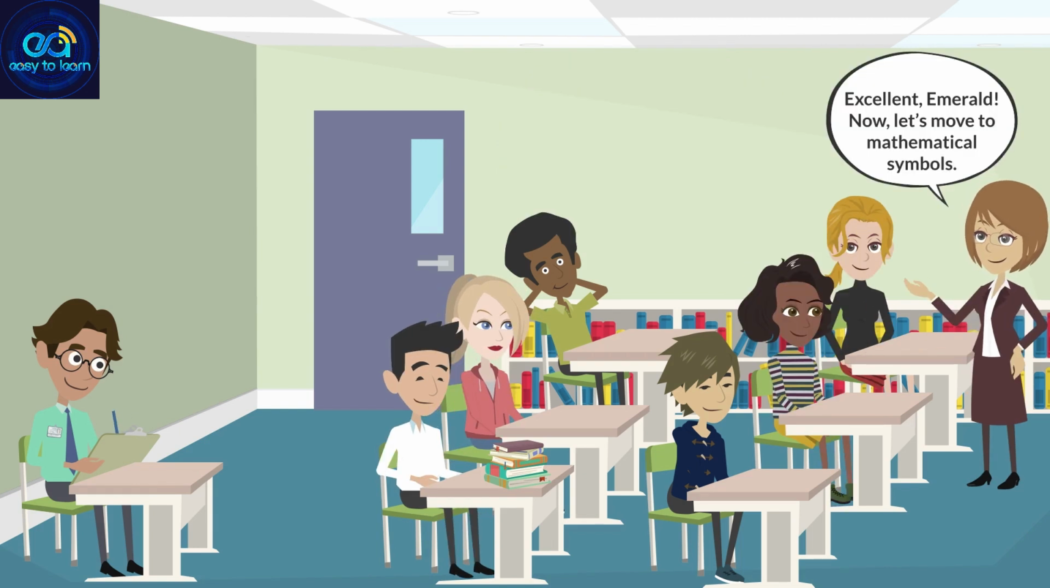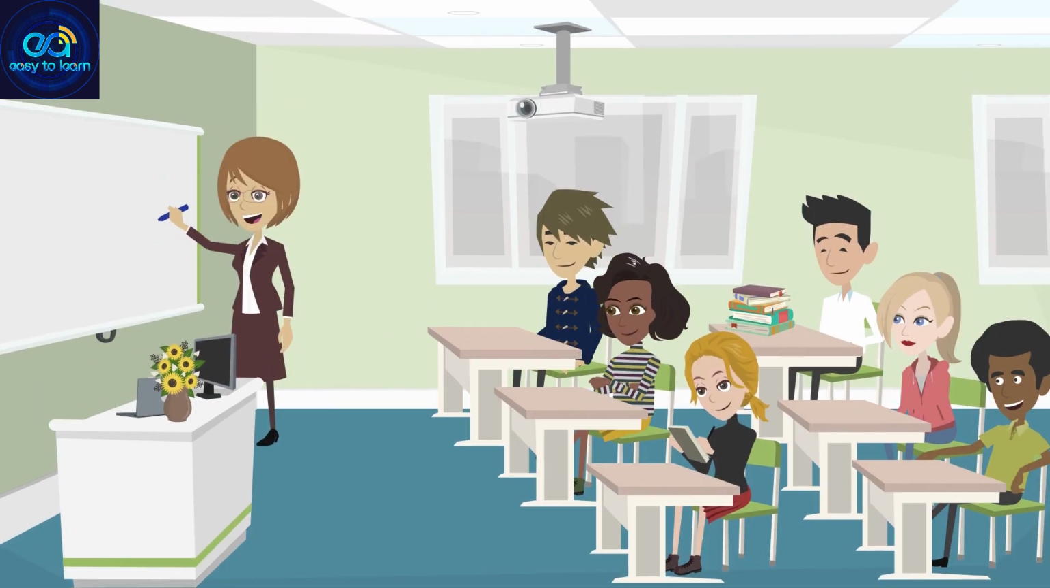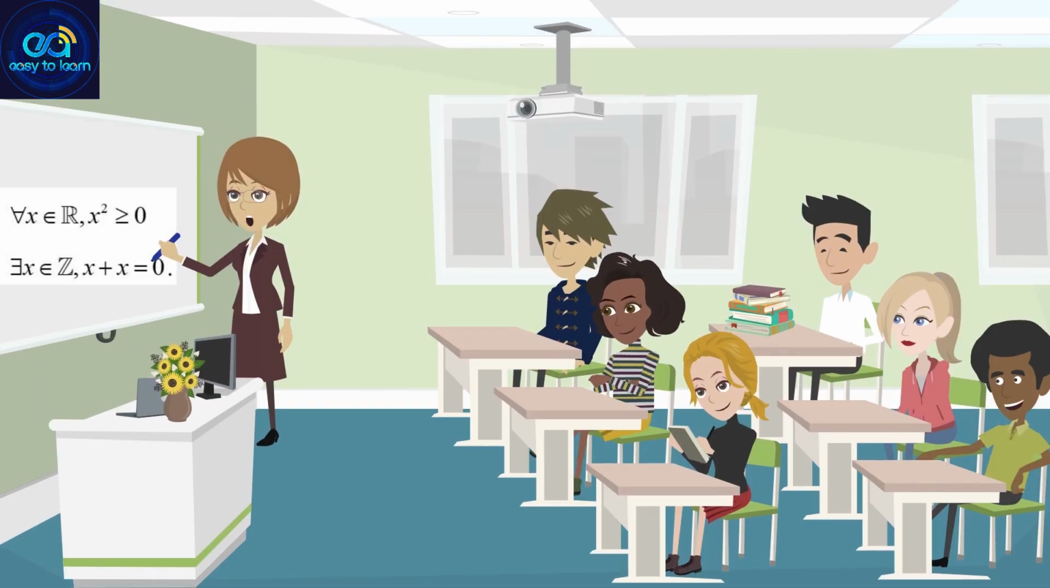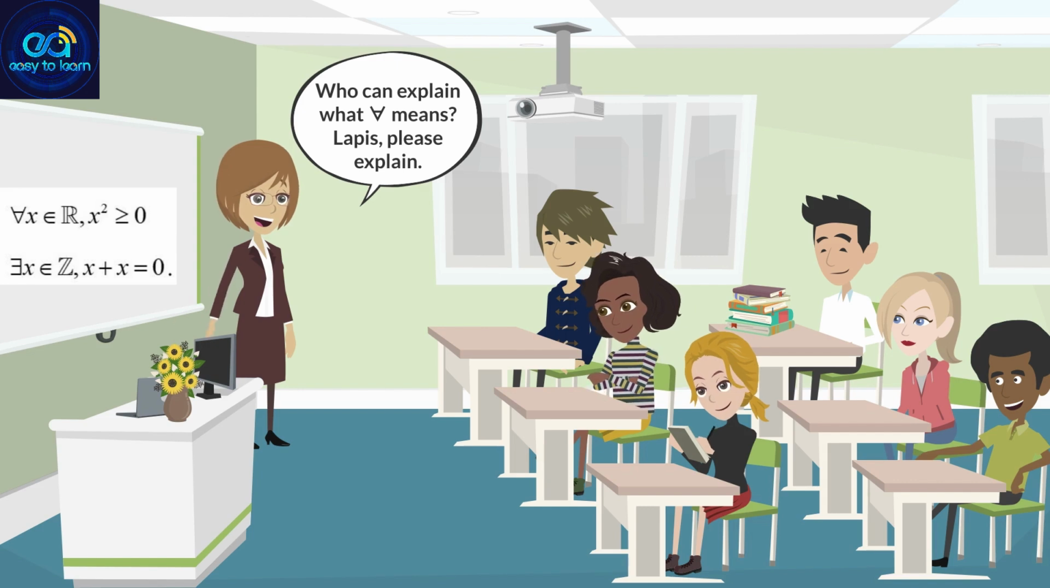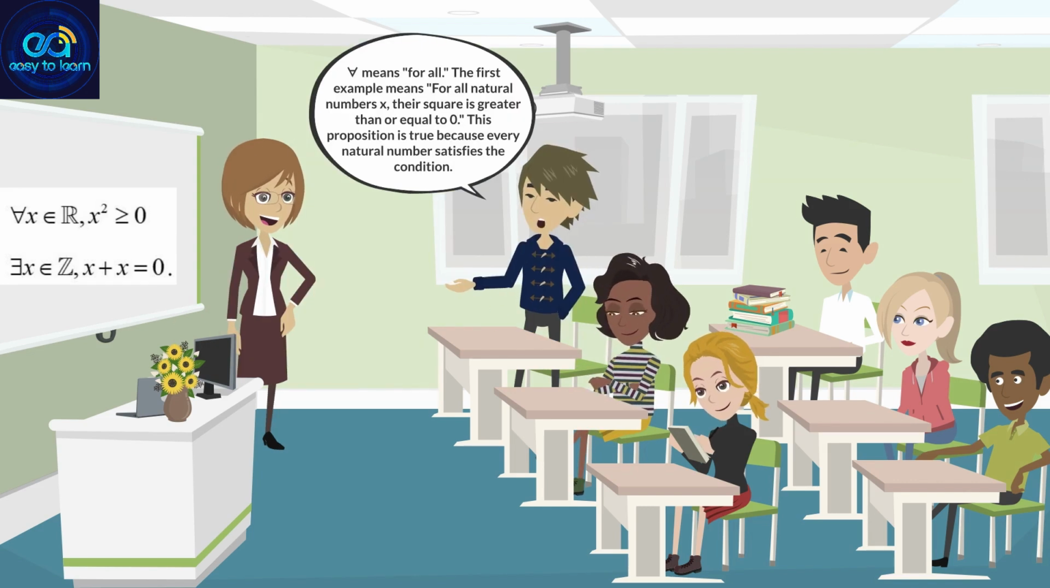Excellent, Emerald. Now, let's move to mathematical symbols. I will write on the board. For all x belong to real number, x squared greater than or equal to 0. There exists x belong to integer, x plus x equal to 0. Who can explain what the mathematical symbol for all means? Lapis, please explain. It means for all.